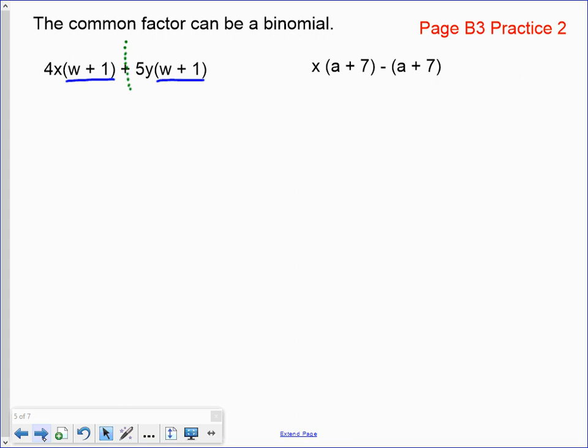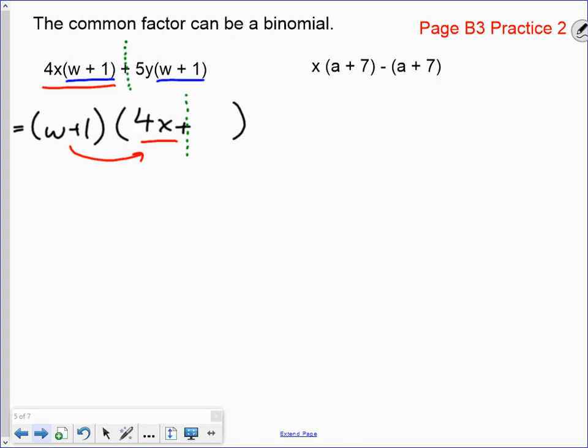So just like in the last ones, we're going to take that thing that is common, the w plus 1, and we're going to bring it out front. And then inside our brackets, we need 2 terms because we started with 2 terms, on either side of that dotted green line. What do we have to multiply w plus 1 by to get 4x times w plus 1? Well, obviously we need a 4x.